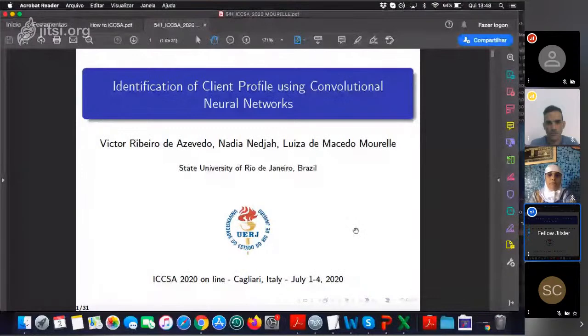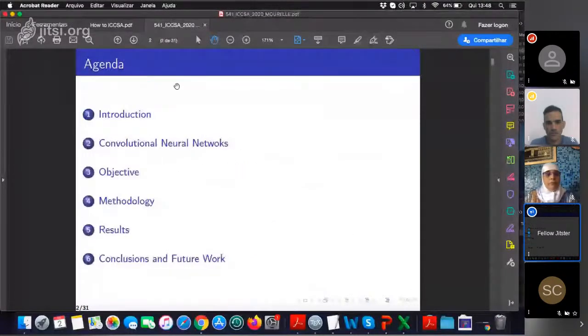So this talk will follow these steps. We'll make a brief introduction and then talk slightly about the convolutional neural networks and define the main objectives of this work, present the methodology adopted, present some results based on which we draw some conclusions and future work.